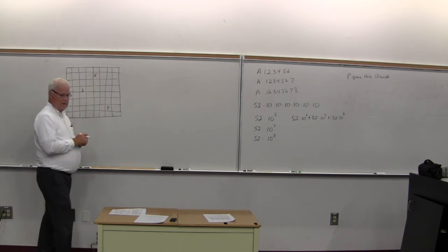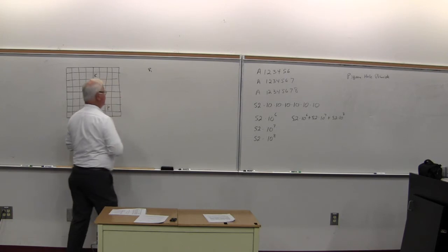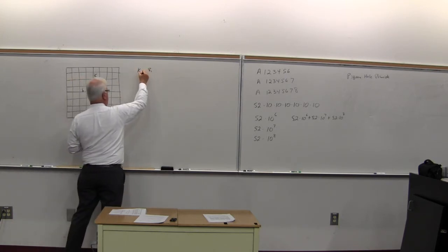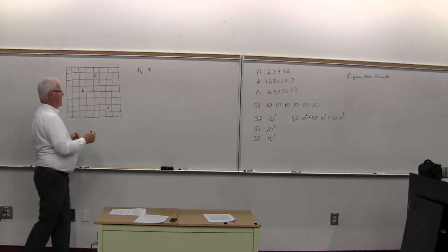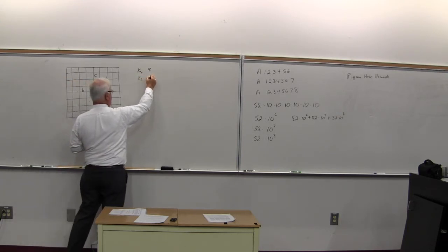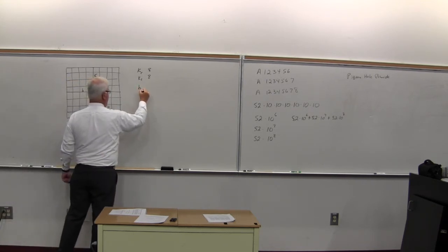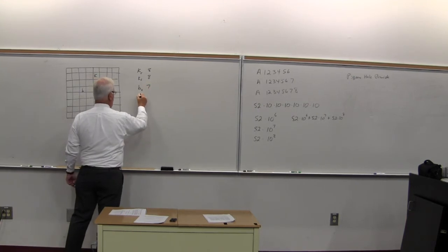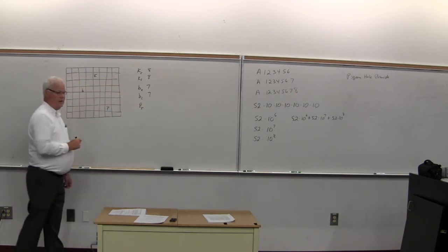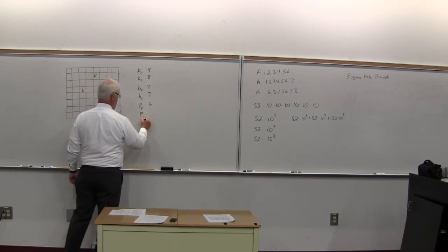If I take the king, then the king can have 8 different rows, and how about how many columns the king can have? Can he have 8 different columns? But once you've chosen that, how many rows can the bishop be in? Only 7, because that's what's left, isn't it? And how about the columns? 7. Well, then we get to the pawn. How many rows can the pawn be in? 6, because we've taken one for the king and one for the bishop. There are only 6 left, and the columns would be 6.